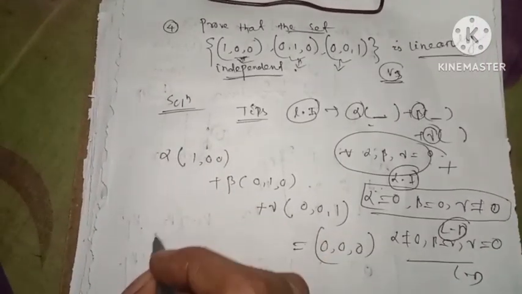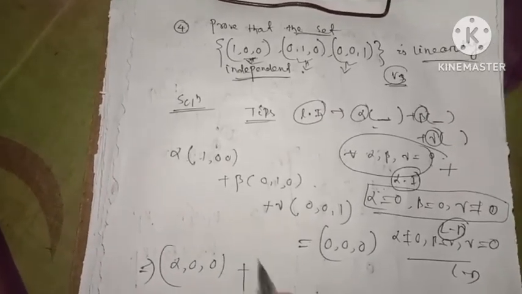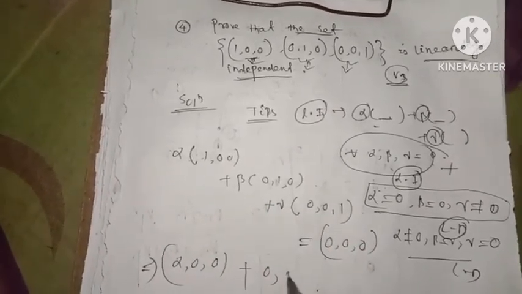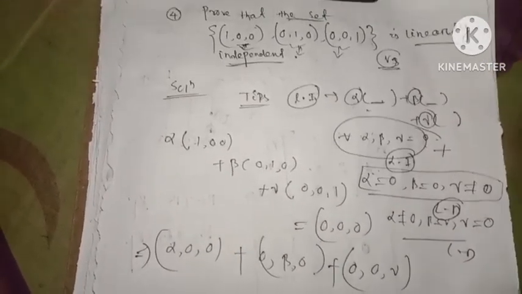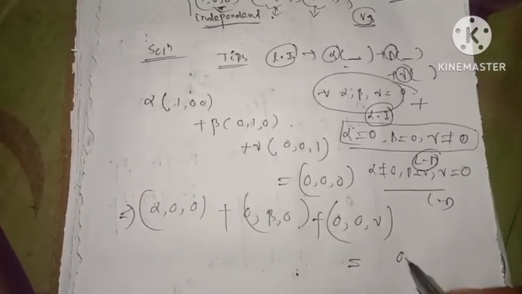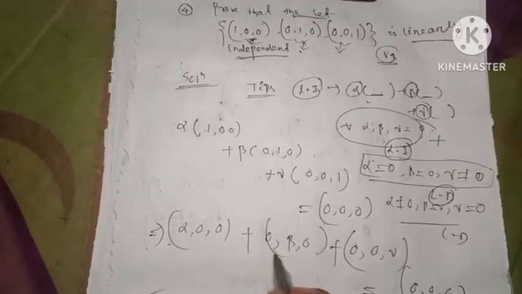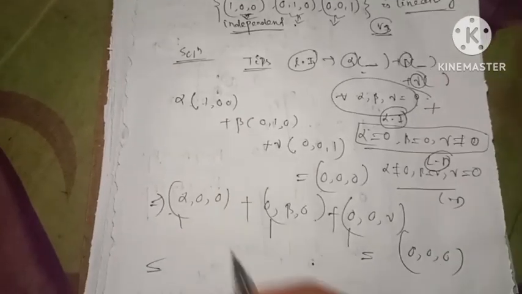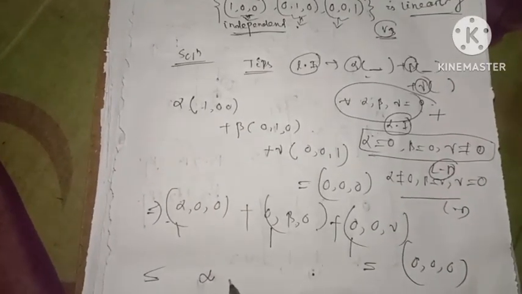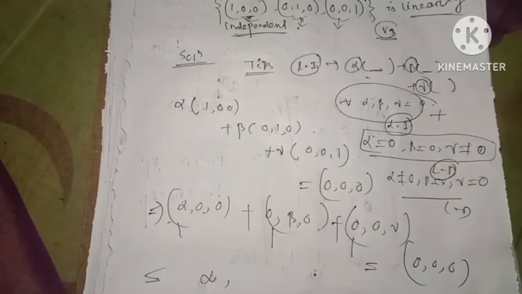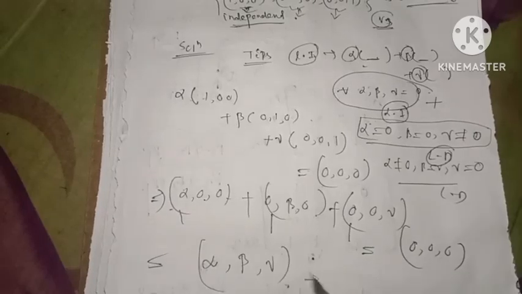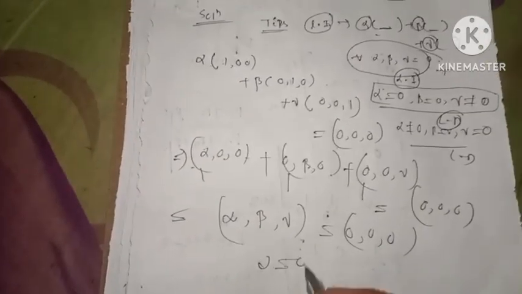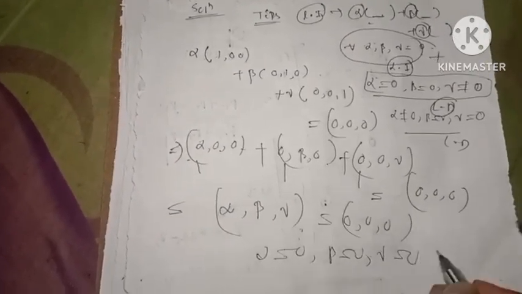So when you multiply, alpha into 1 is alpha 0 0, plus beta into 0 will be 0, and beta will be beta, and 0, plus gamma into 0 0 1, is 0 0 gamma, equal to 0 0 0. When you add them, the first component is alpha, the second is beta, and the third is gamma, equal to 0 0 0. It means alpha equal to 0, beta equal to 0 and gamma equal to 0, this is L.I.